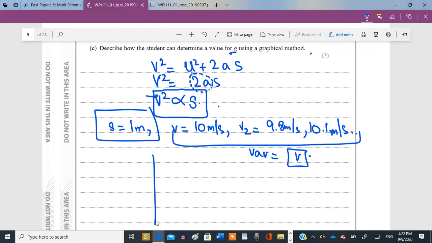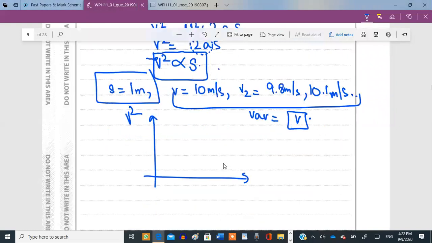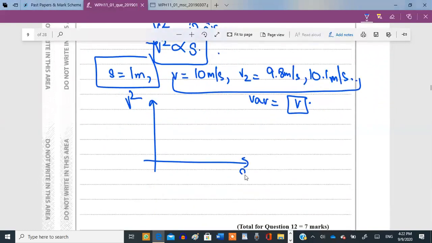So what you're going to do is plot a graph of v squared against s, where s is the height, the distance from which it is dropped, and v is the final velocity. Whatever the graph shape is, since these are directly related, it's going to be a straight line passing through the origin.